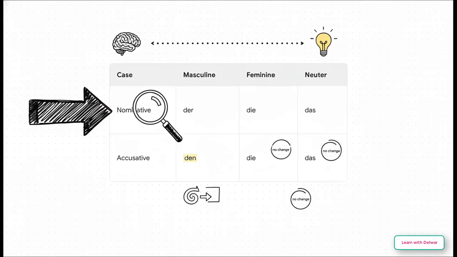Look at this chart. The feminine word die stays die. The neuter word das stays das. The only one that changes is the masculine der, which becomes den. That's it. That's the entire rule.